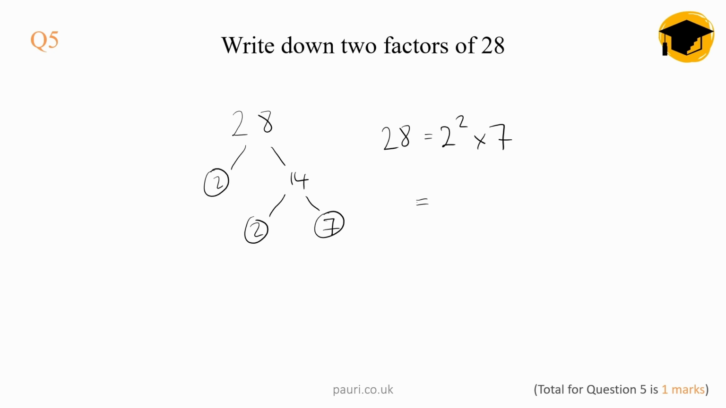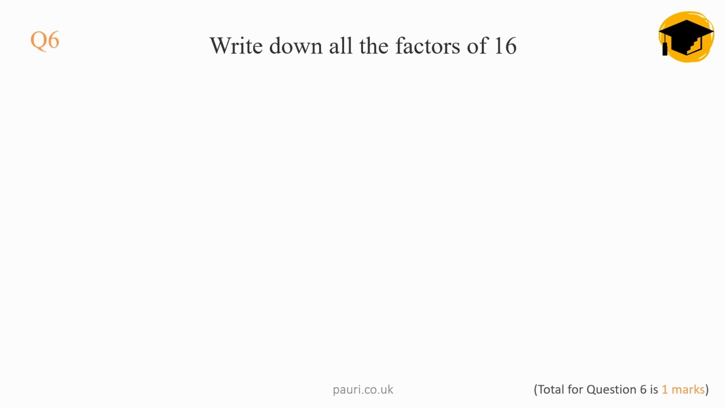Another way to think about the question is, if you split up 28, what are all the different ways you can split it up? You could do 1 times 28, 2 times 14, 4 times 7, and any other combinations you can think of. Write down all the factors of 16. So what are the different ways of breaking down 16? 16 times 1, 8 times 2. Notice I'm just dividing the first number by 2 each time.